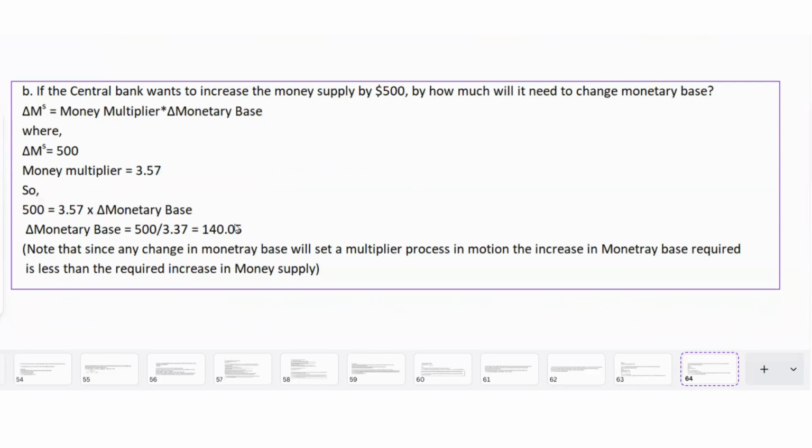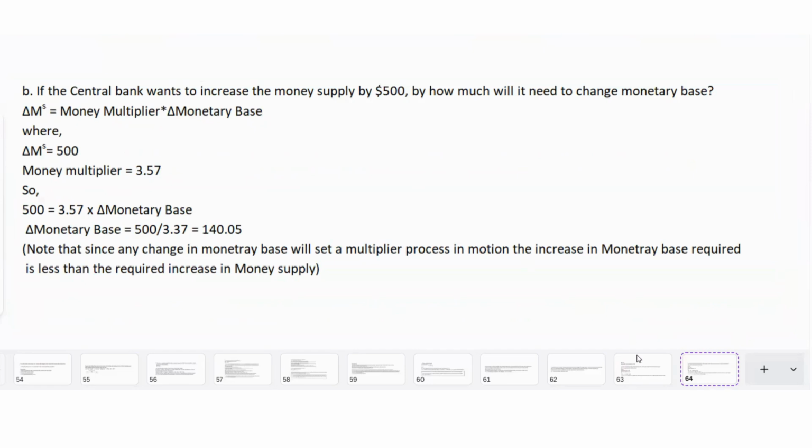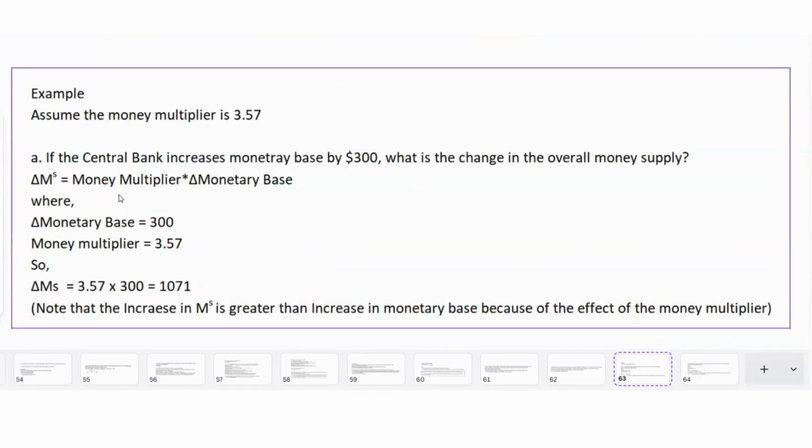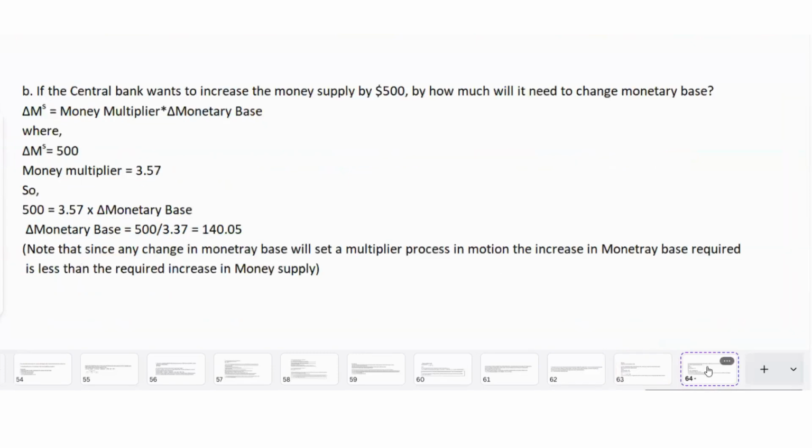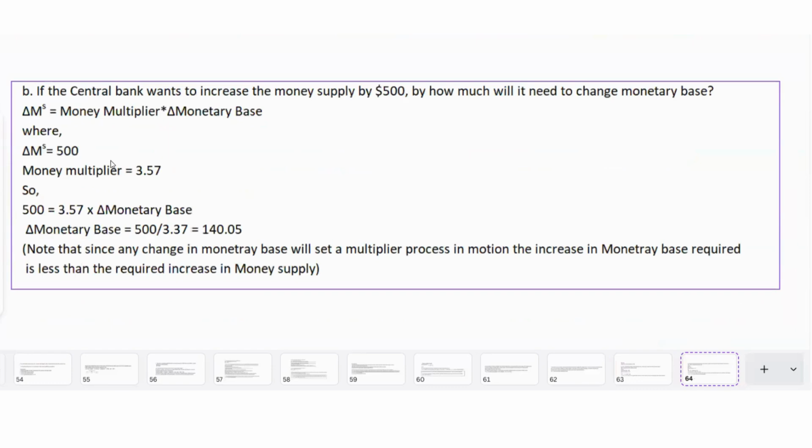Notice that since any change in monetary base will set a multiplier process in motion, the increase in the monetary base of 140 that is required is less than the required increase in money supply of 500 because of the money multiplier. In part A, we saw that the change in monetary base of 300 resulted in a larger change in money supply of 1071 because of the money multiplier. Similarly, to achieve the required increase of 500, we need a smaller increase in monetary base of 140 because of the money multiplier.